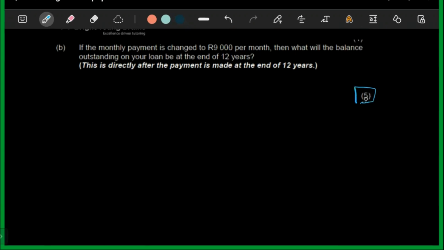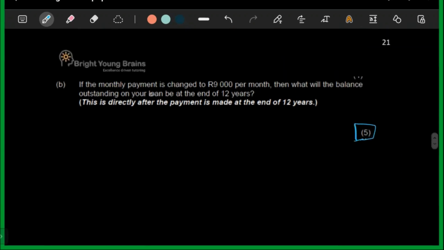Let's move on to the next question, which is B, out of 5. This 5-mark question says, if the monthly payment is changed to 9,000 per month, then what will the balance outstanding on the loan be at the end of the 12 years? This is directly after the payment is made at the end of the 12 years. So for this kind of question, one way to work it out is you have to use your outstanding balance formula. You have to be careful.